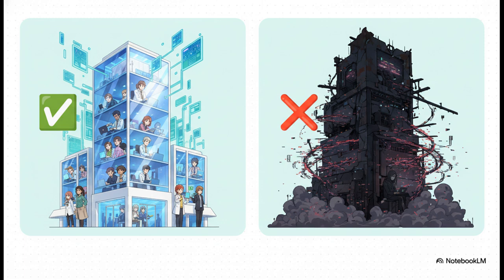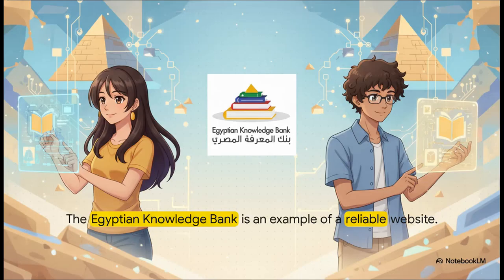Unreliable sources, on the other hand, are often a bit mysterious about who's running them, and they can be filled with misleading stuff or even just plain false information. Here is a perfect example of what I'm talking about. A site like the Egyptian Knowledge Bank is run by a huge, reputable organization. They have a very clear mission to provide educational materials and solid, verified info. This is the kind of resource you can feel good about trusting.